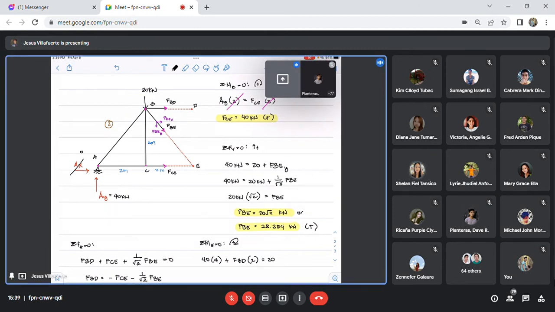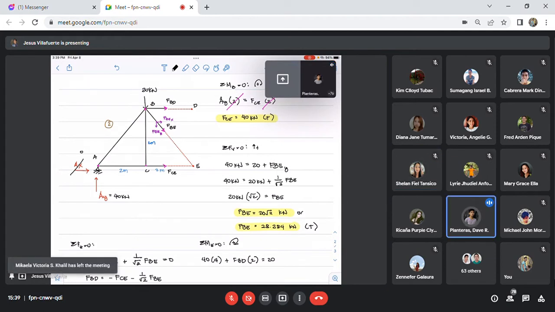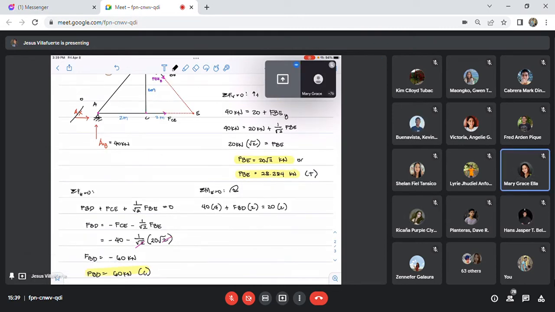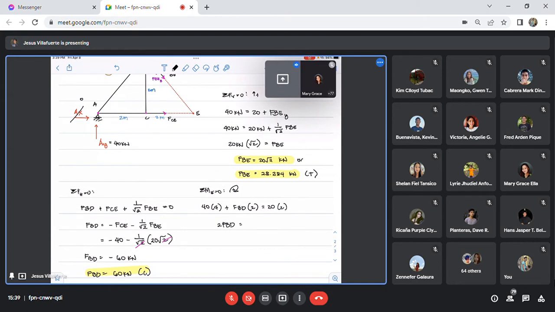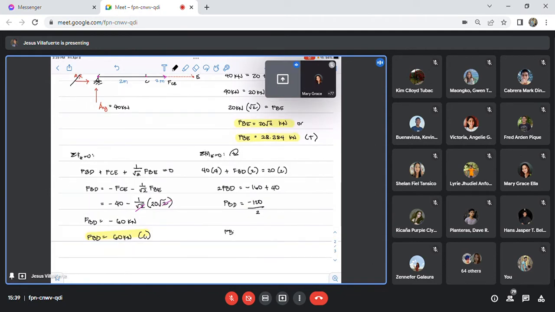What is the moment arm of 20, class? 2, sir. So therefore, we have 2 FBD equals negative 80, negative 160. So negative 40 times 4 is 160. So negative 160 plus 40 is negative 120, class, no? Negative 120 over 2. So therefore, FBD is equal to negative 60 kilonewton.